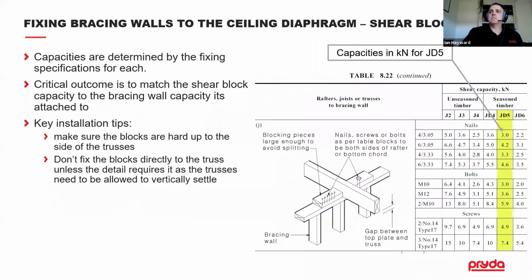Then you just go back and make sure that the capacity that you've got for your fixing exceeds the value of the bracing unit. Okay, so for this particular instance, you'd be looking at fixing these shear blocks with 3 14 gauge type 17 screws into the top plate of the wall.